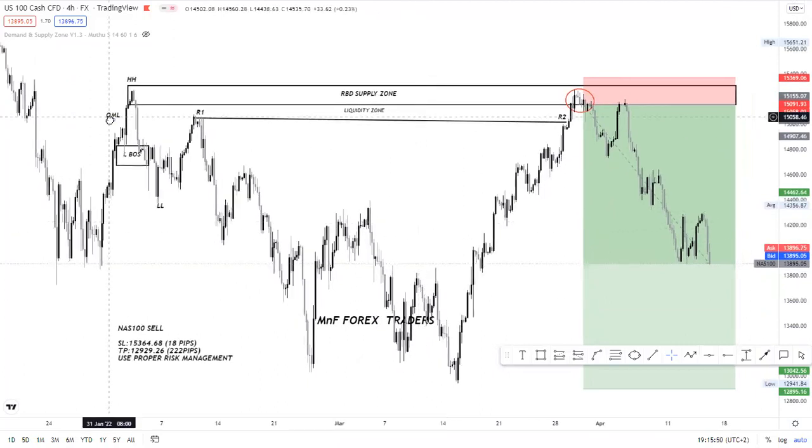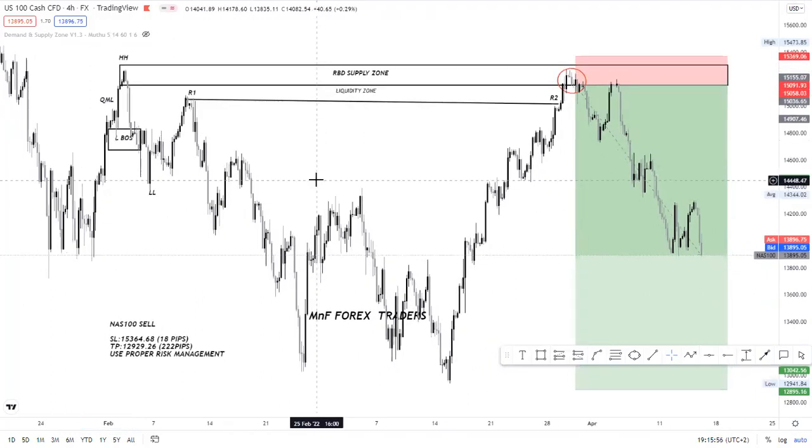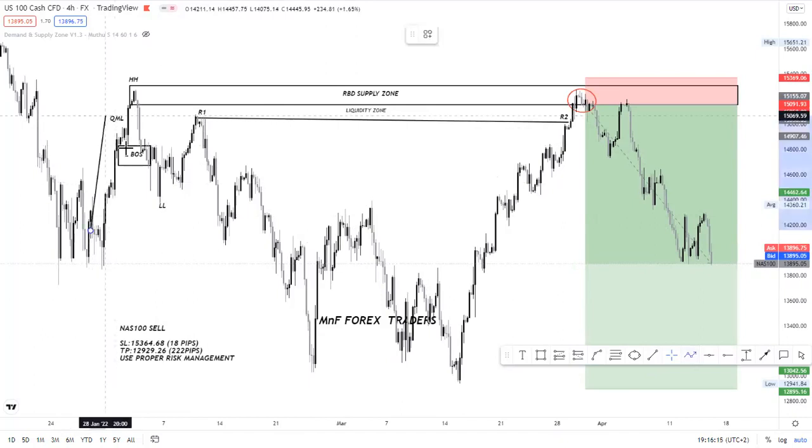Look at this beautiful setup here. Another thing I forgot to mention is that you have to always make sure your QML is visible, that it's clear. In this case, we didn't have a clear QML. We had just a small higher high, higher low, and then the higher high. It's not very clear.